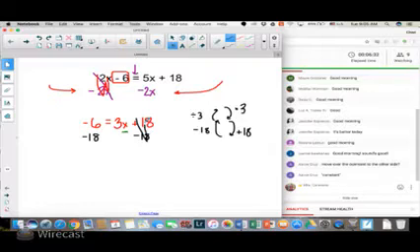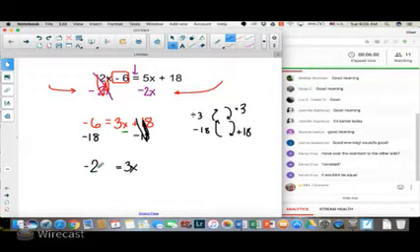So now this is no longer here. I only have a 3x. On the other side, this is a common mistake. It's negative 6 minus 18 is a negative 24. So lastly, we did this part, check. Last thing, let's divide to get our variable isolated by 3. So our answer here, negative 24 divided by 3 is negative 8.